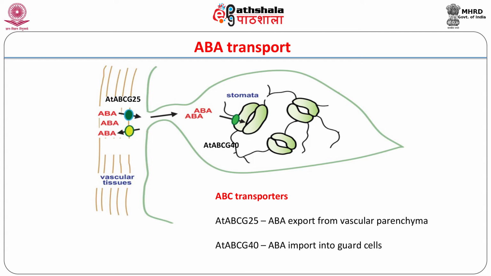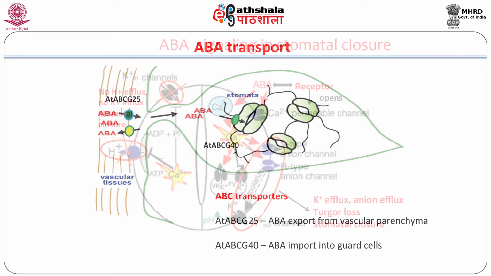An ABA transporter, ABCG25, has been shown to bring about the export of ABA from vascular parenchyma cells where it is synthesized. Another ABC transporter, ABCG40, is located in the plasma membranes of ABA-responsive guard cells and plays a role in ABA import, leading to stomatal closure. Import of ABA into cells is necessary because the soluble ABA receptors are located in the cytoplasm.